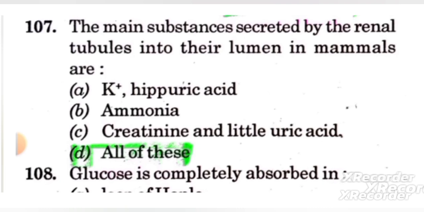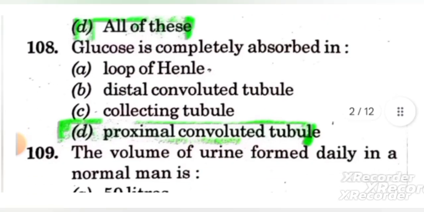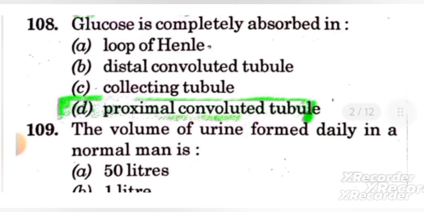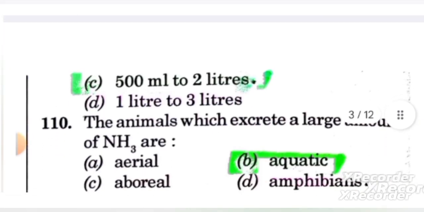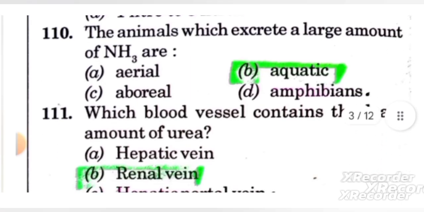C, creatinine and little uric acid. Next, 108. Glucose is completely absorbed in? Answer D, proximal convoluted tubule. Next, 109. The volume of urine formed daily in a normal man is? 500 ml to 2 liters.